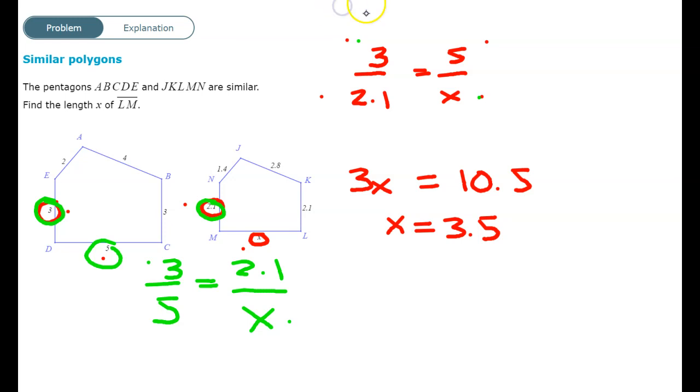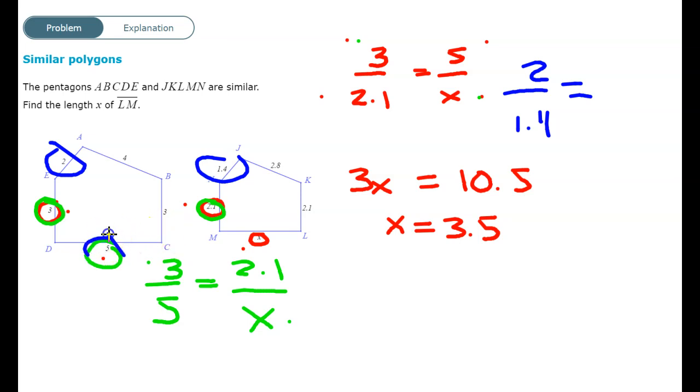And let me point out one more here, you guys. You could have done the exact same thing. You could have said this 2 over 1.4, 2 over 1.4 is equal to 5 over X. And you would end up with the exact same answer when you're done.